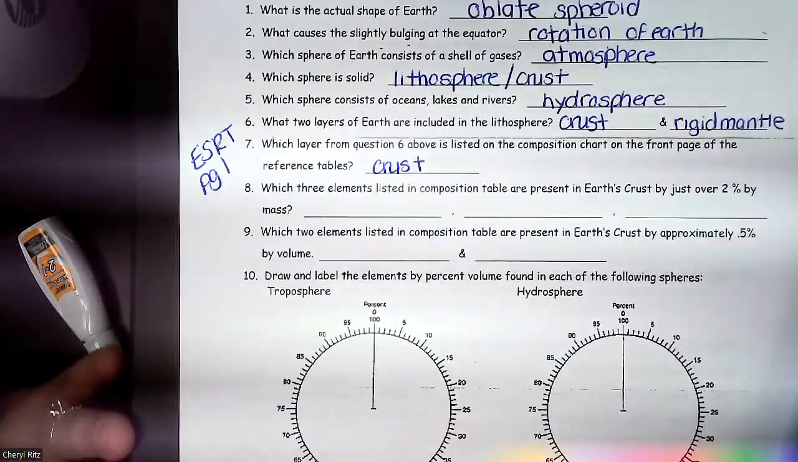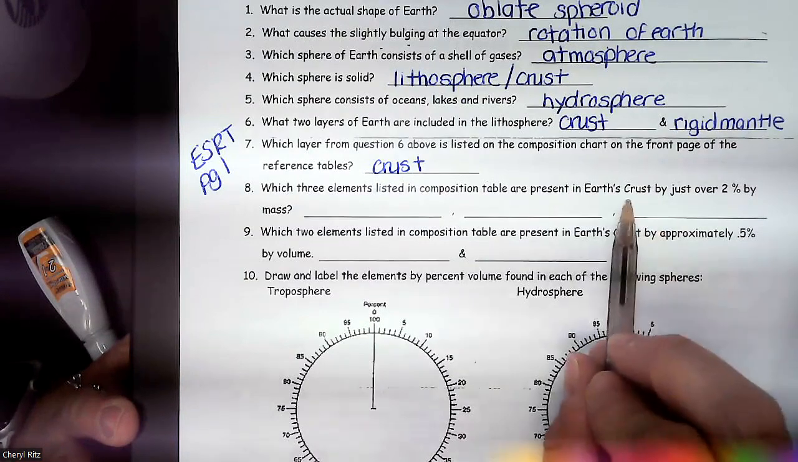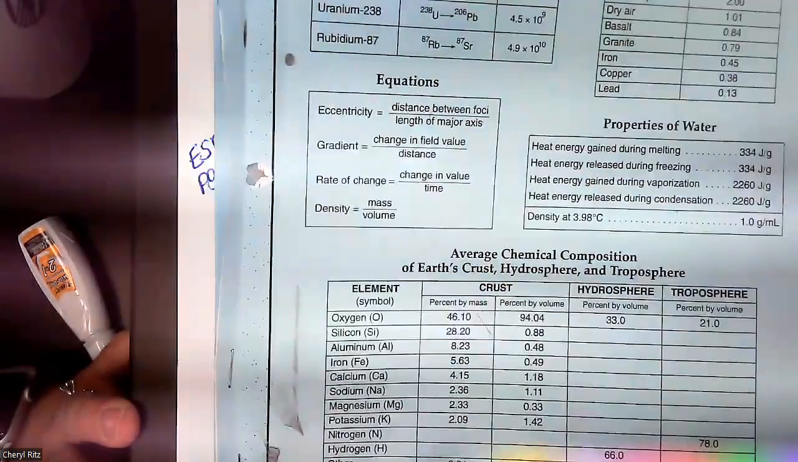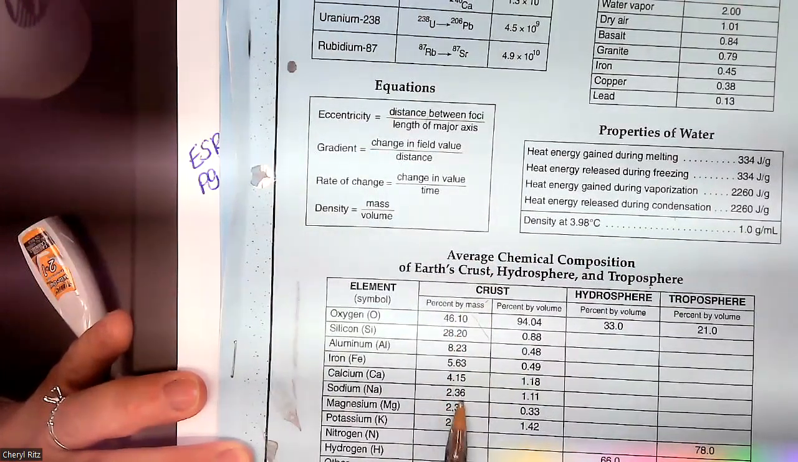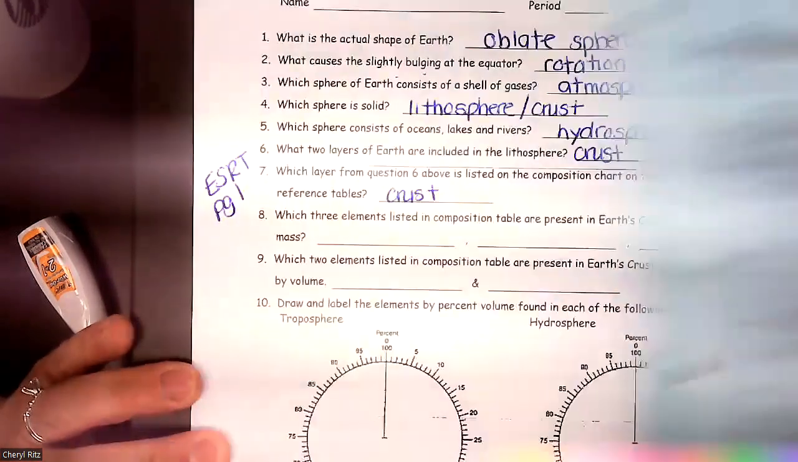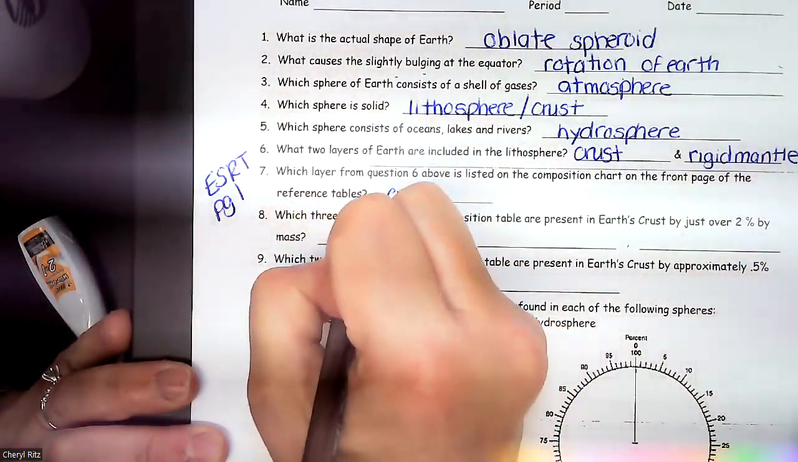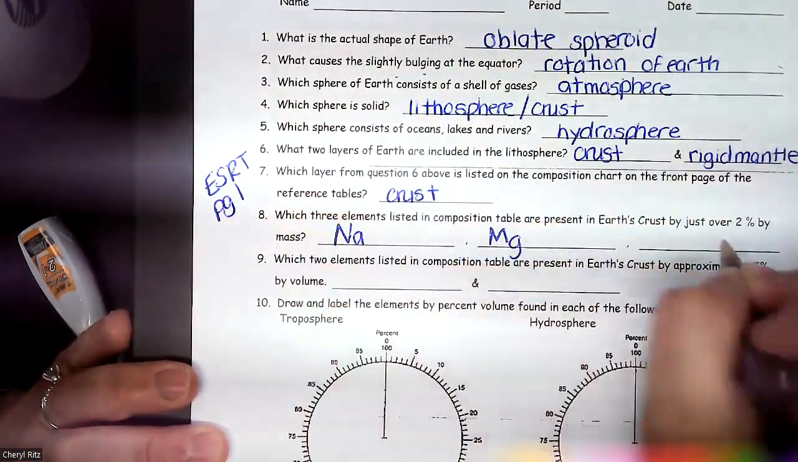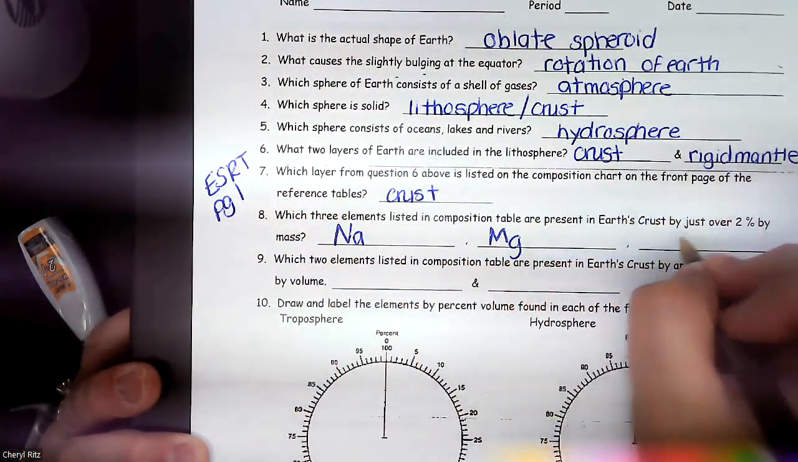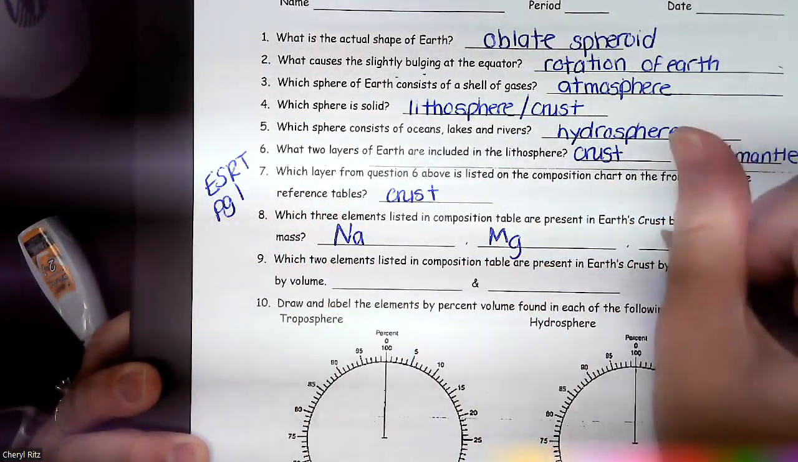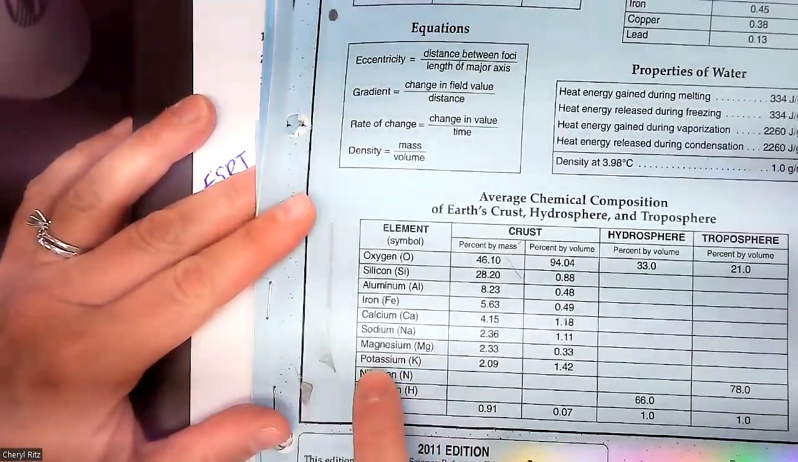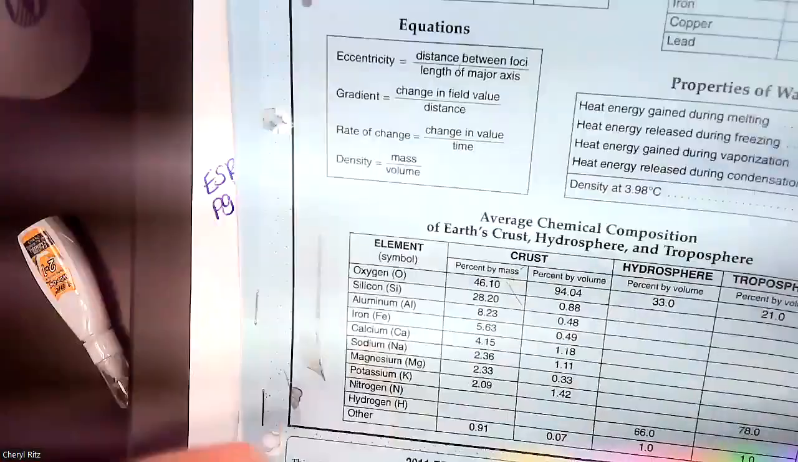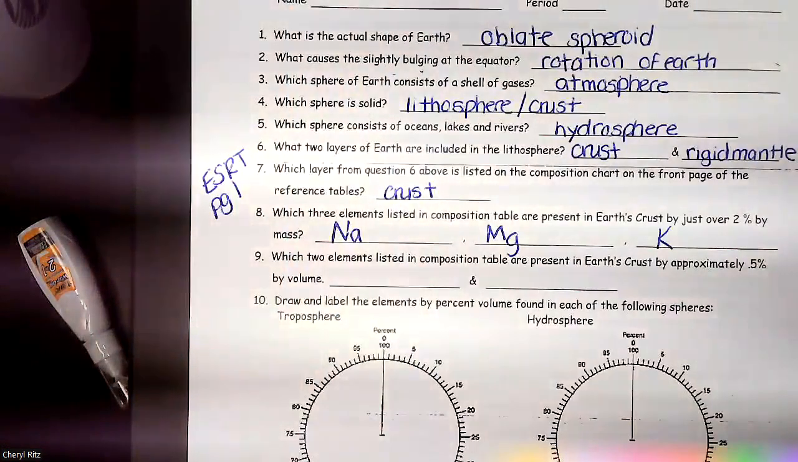Which elements listed in the composition table are present in the Earth's crust by just over 2% by mass? Just over 2%, that would be these three right here. So that's potassium, magnesium, and sodium. You can either write that out or use the abbreviation. Just know that if they do use the abbreviation, like if they say K, K is potassium. If they say potassium, that's abbreviated K. It's all right there. They'll not expect you to know that off the top of your head.